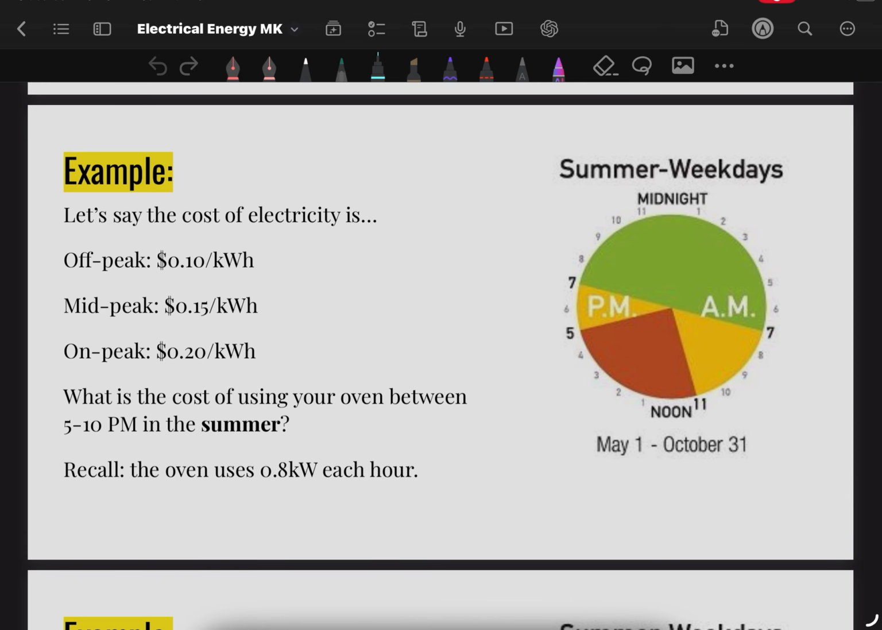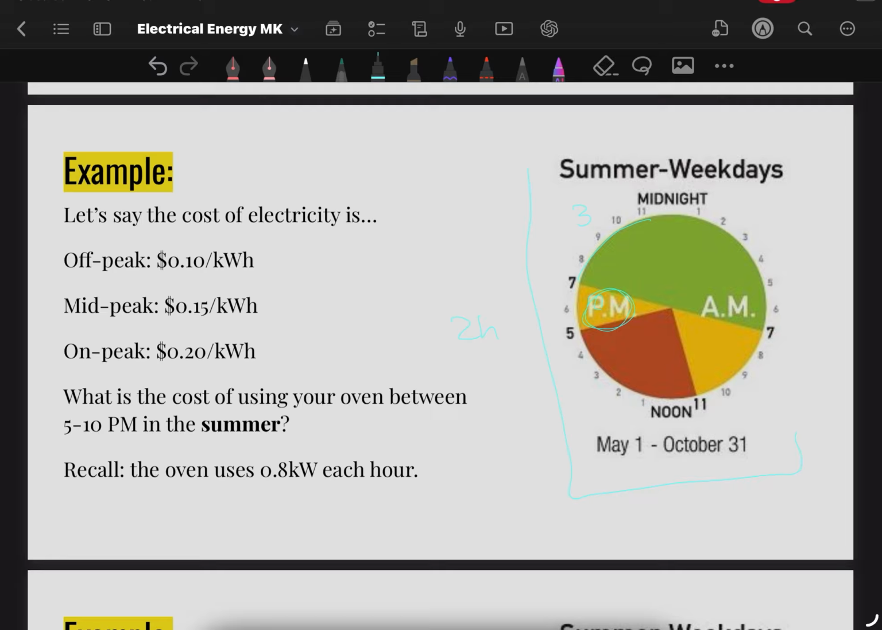In the summer. So we have our summer chart right here, 5 p.m. to 10 p.m. From 5 p.m. to 7 p.m. this would be our mid-peak, indicated by the yellow, so that's 2 hours there. And then we have our off-peak, which is 7 to 10. So we basically divide it into two sectors. So here, that would be 3 hours.